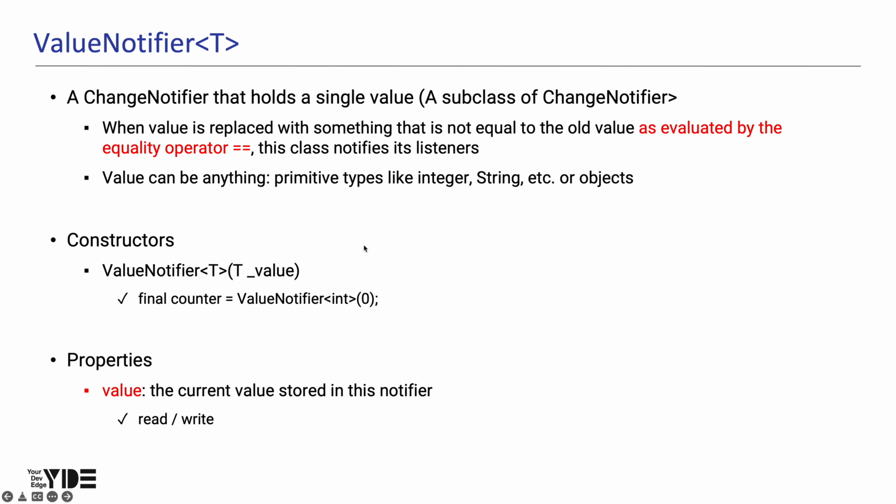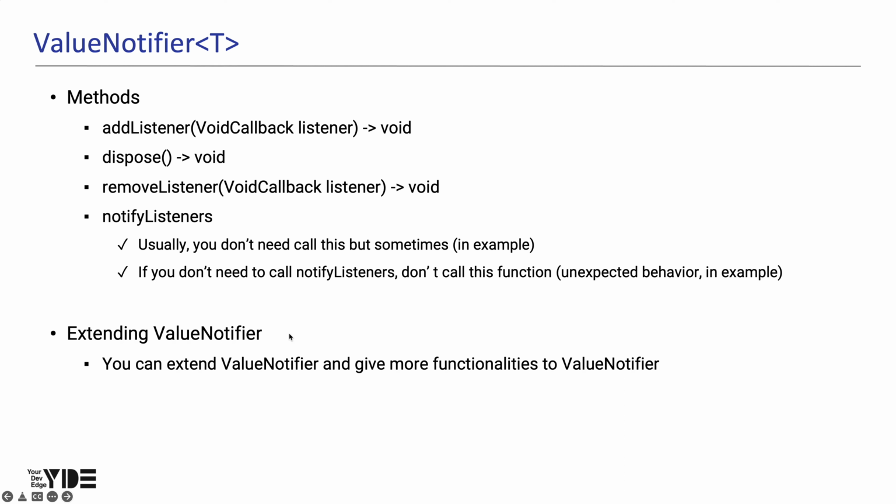The constructor is a very simple form that has a single value as an argument, as shown in the figure. And as a main property, there is a value property. The value property is a read and write property. Also, since ValueNotifier is a subclass of ChangeNotifier, methods of ChangeNotifier can be utilized. The addListener, dispose, removeListener, and notifyListeners mentioned below will show actual usage in upcoming examples.